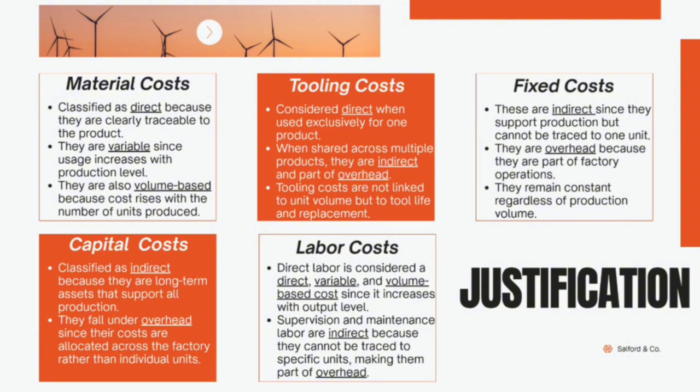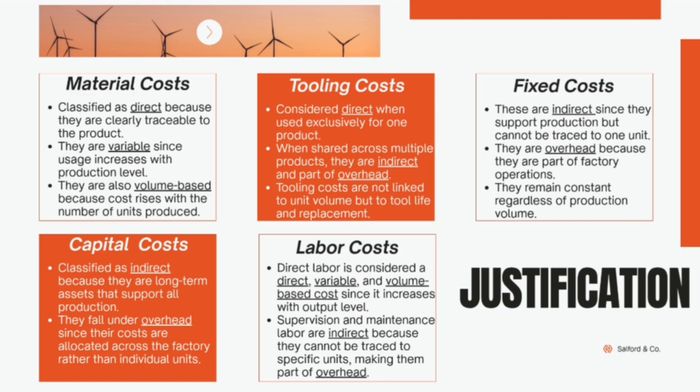Tooling costs are considered direct when used exclusively for one product. When shared across multiple products, they are indirect and part of overhead. Tooling costs are not linked to unit volume but to tool life and replacement. Labor costs: direct labor is considered a direct, variable, and volume-based cost since it increases with output level. Supervision and maintenance labor are indirect because they cannot be traced to specific units, making them part of overhead.